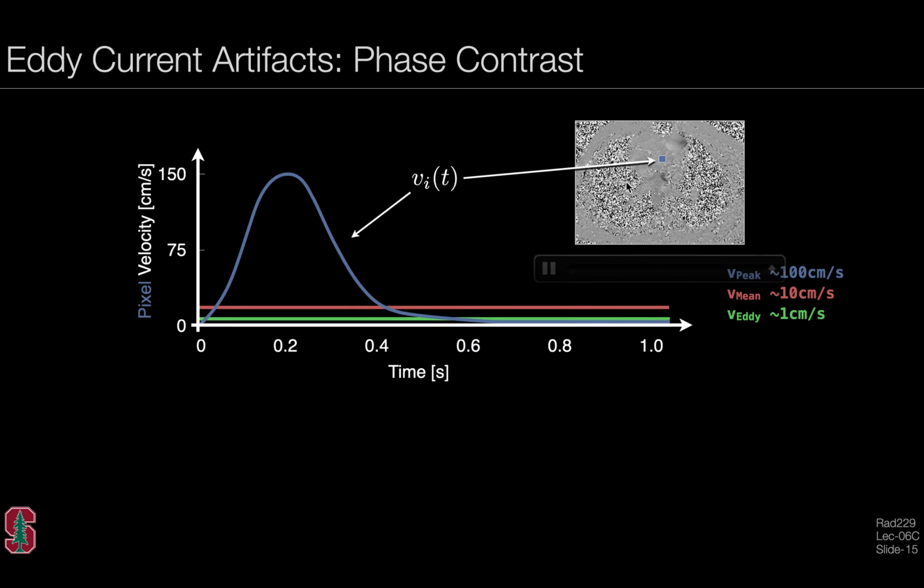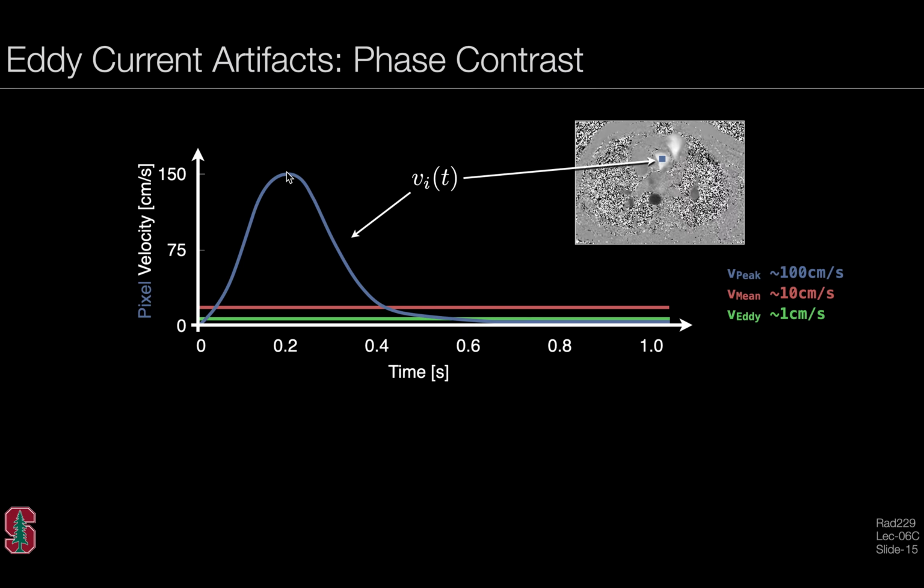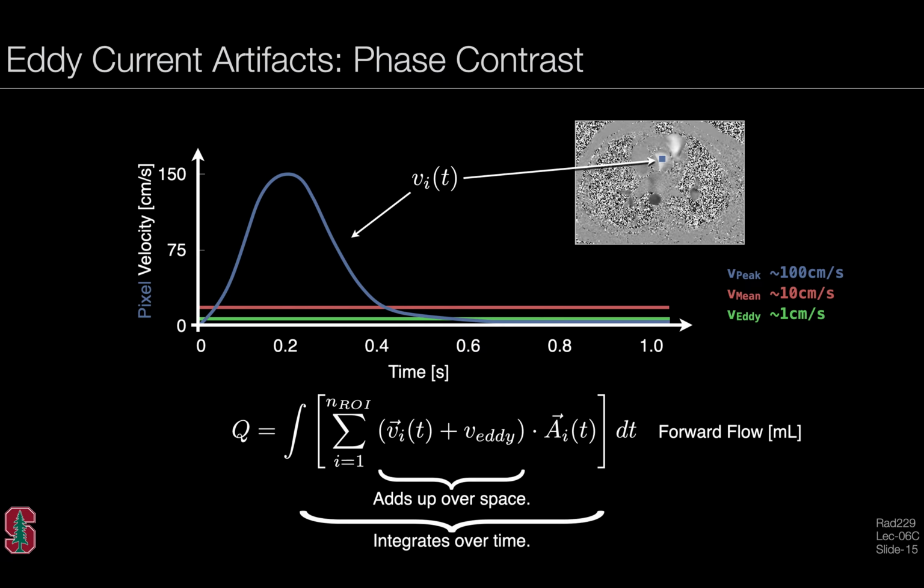And so here's a pixel in the aorta, and you can see what its velocity profile looks like. It goes up high, close to our VENC of 150 centimeters per second, and then it falls off. Now, the background eddy current phases may only contribute a velocity of about 1%, so 1 centimeter per second. And you might think that that's not a significant contribution, but oftentimes for understanding cardiovascular physiology, what we may want to know is the flow, and the flow is milliliters, which we have to get from our centimeters per second estimates.